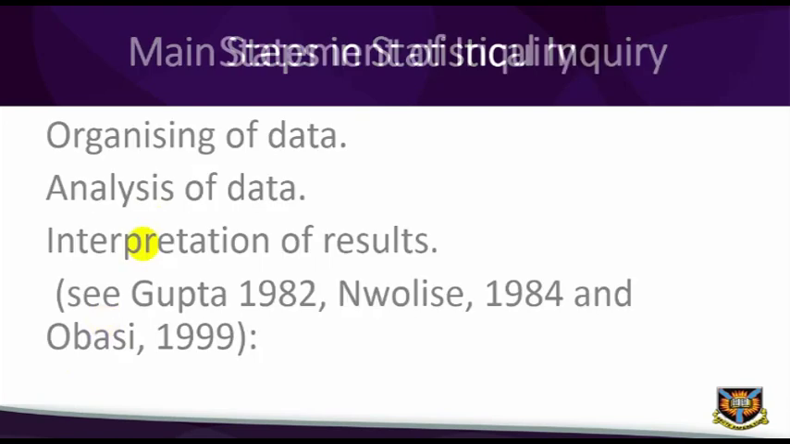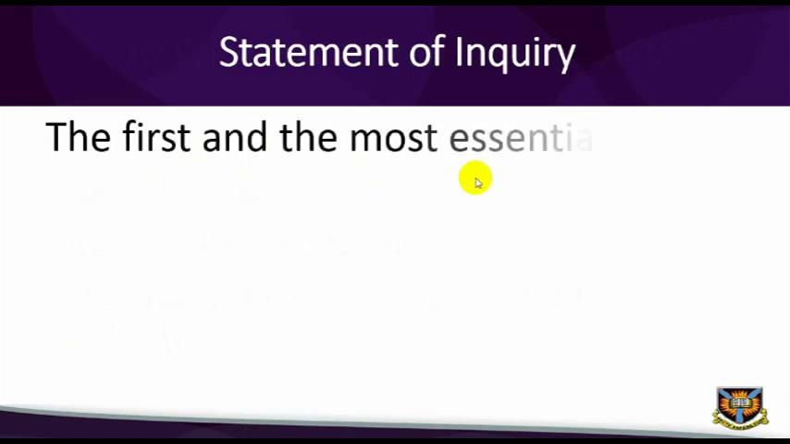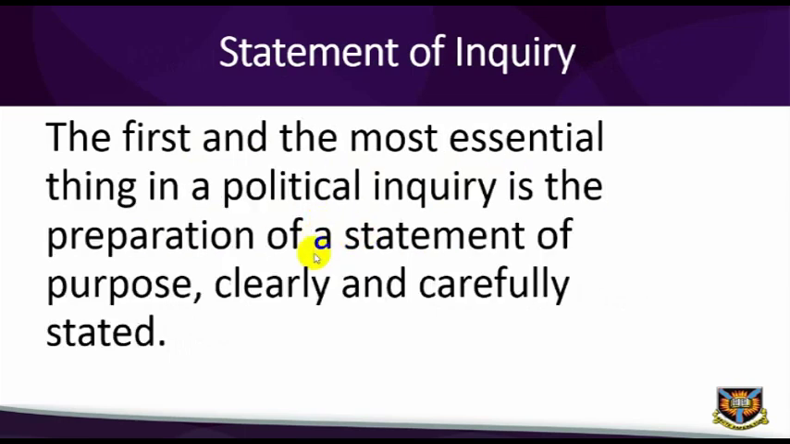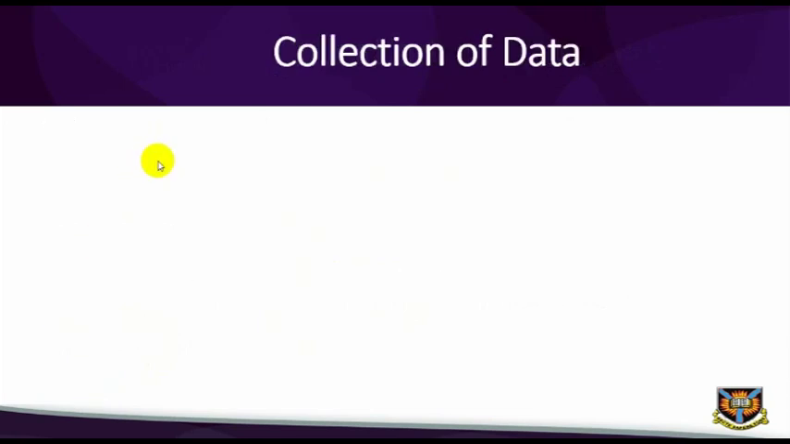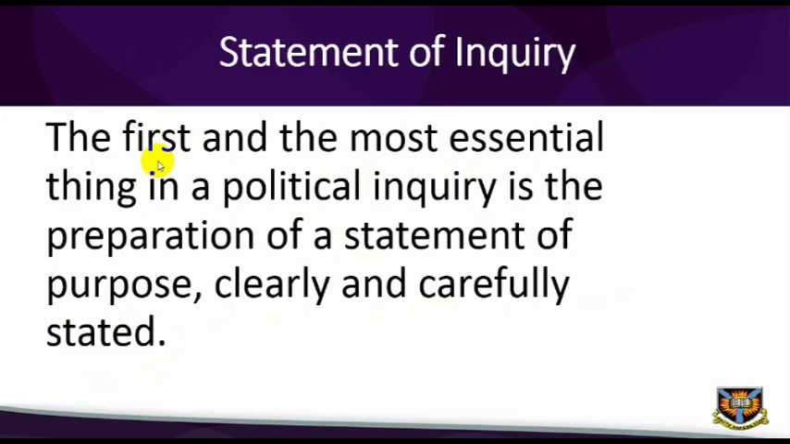1. Statement of inquiry. The first and the most essential thing in a political inquiry is the preparation of a statement of purpose clearly and carefully stated. The purpose of the inquiry may be: A. To examine the validity of an existing theory or hypothesis. B. To discover a new theory or hypothesis. C. To investigate the existing state of affairs. D. To solve a problem involving the interrelations of several groups of facts.